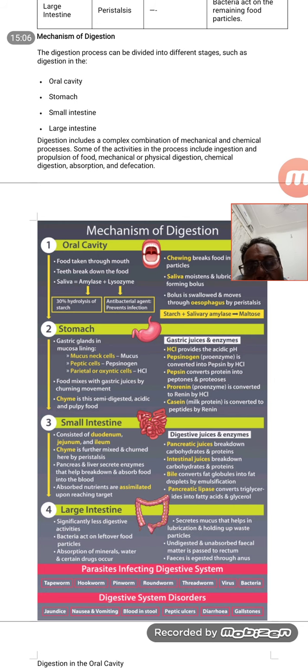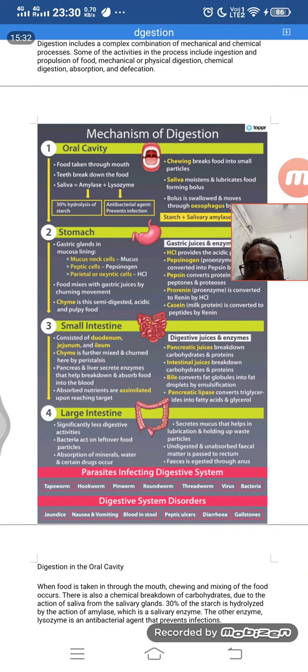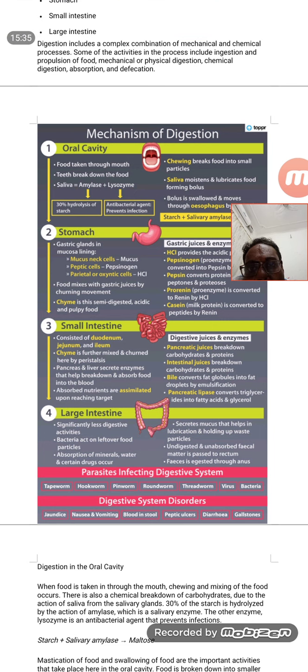By the secretion of pepsin, protein digestion starts. And we have prorenin, which will convert into renin, which acts on milk in the young ages. And next we have casein in the adult, which will be converted into peptides by the renin. And then the balance food, which is called chyme, will pass into the small intestine. The small intestine has three parts: duodenum, jejunum and ileum. Further, churning and the peristalsis movement take place.